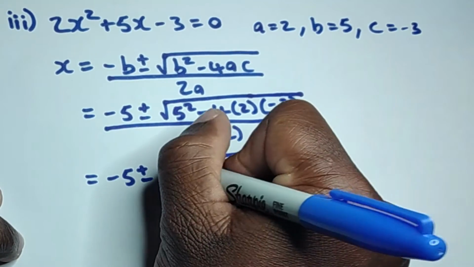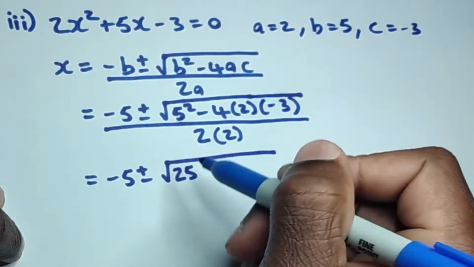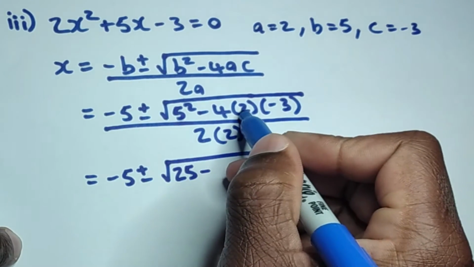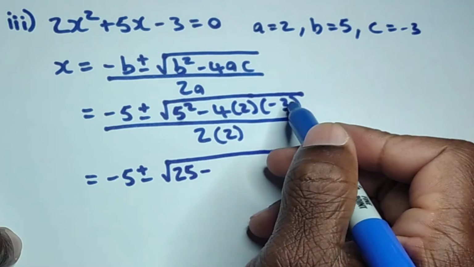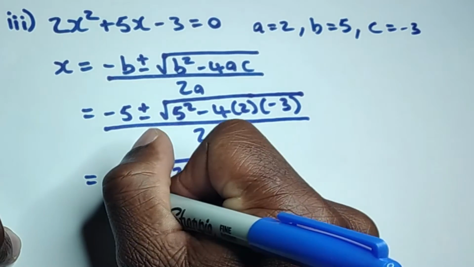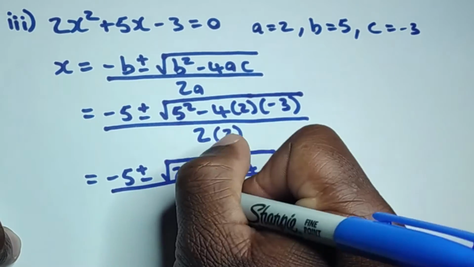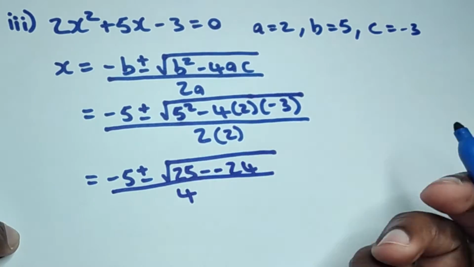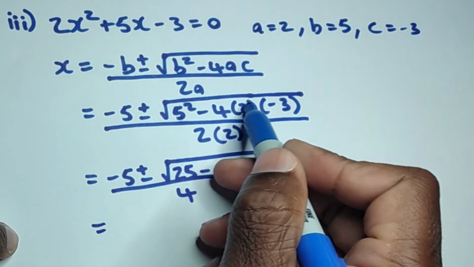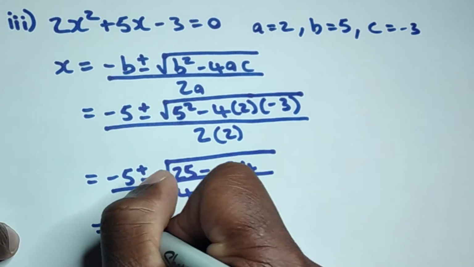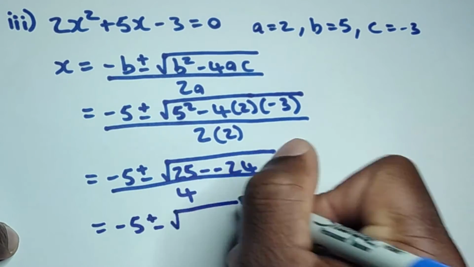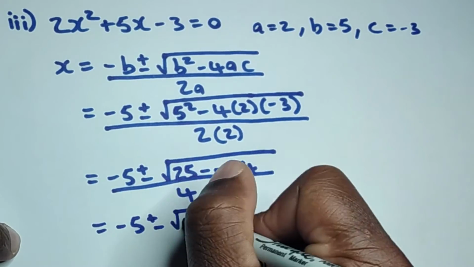Coming down, here we have negative 5 plus or minus the square root of, let me see, what's 5 squared? 5 squared is the same thing as 5 times 5, which is 25, minus 4 times 2, that's 8. 8 times negative 3, that's negative 24. All over 2 times 2, which is 4. So 2 with 2 in the bracket is the same thing as 2 times 2. Same thing applies here. So here we have negative 5 plus or minus the square root of 25.